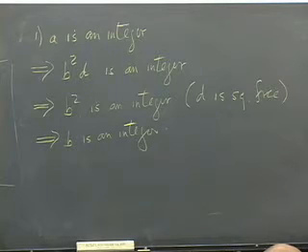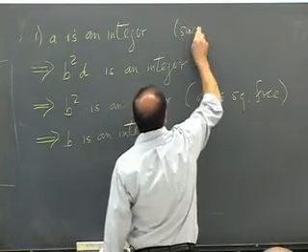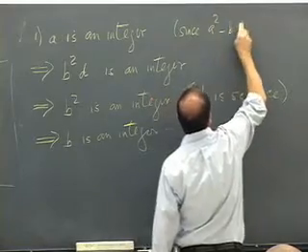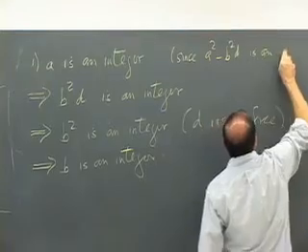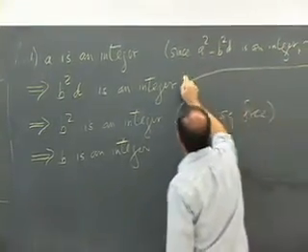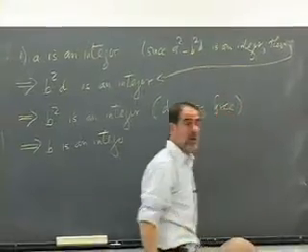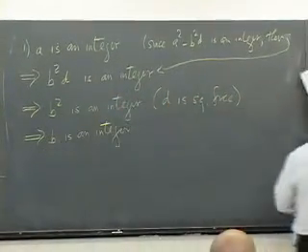Because this is an integer. Once a is an integer, a squared is an integer. Oh, no, of course, I should have said that. Sorry. Since a squared minus b squared d is an integer, then this is an integer. Okay? We're combining the two conditions. All right, now we're going to do the second one. This is much more amusing.